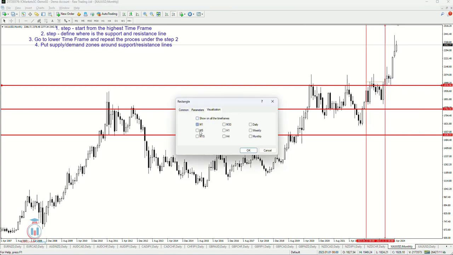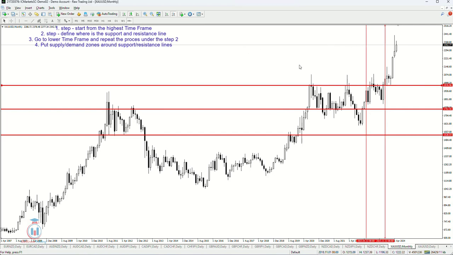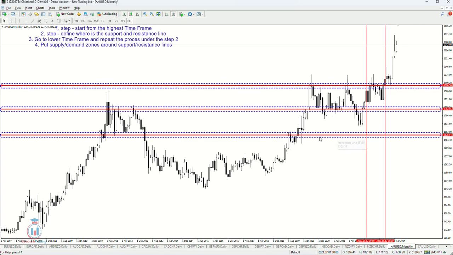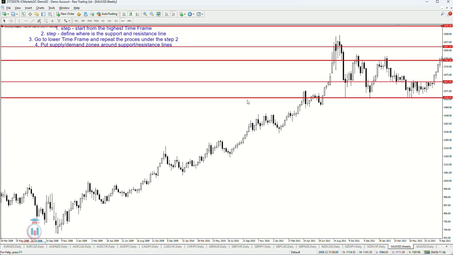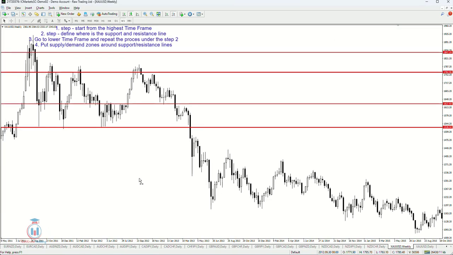Rectangle properties, this is also showing on the monthly, which is not correct. You always start with a higher time frame, two of them. In this case it is monthly, two time frames higher than the daily. Put horizontal support and resistance lines on the chart based on where the price is touching with the open and close or the wicks. Then you go to the smaller time frame, one step down, the weekly.